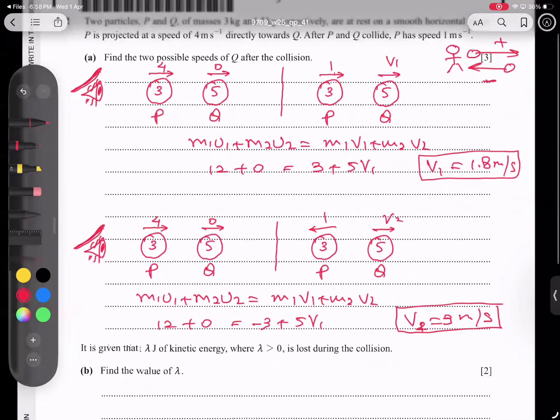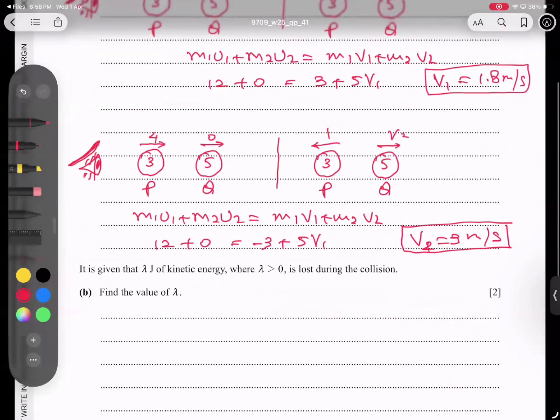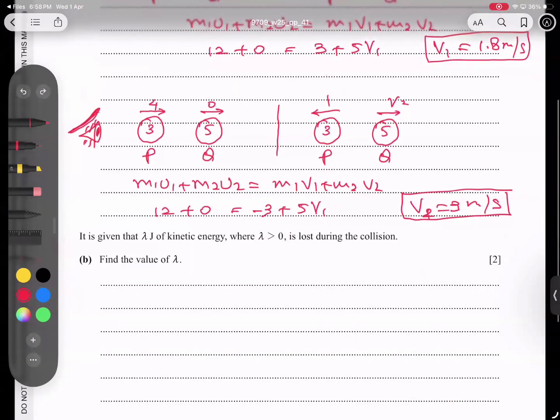The same question has a second part. The question says lambda is the kinetic energy, and lambda is more than zero. It means maybe two answers will come, one positive and one negative. Lambda represents the loss in kinetic energy. So we are going to calculate the loss in kinetic energy in both options using V2 and V1, and find which one is positive. So what is the loss in kinetic energy?